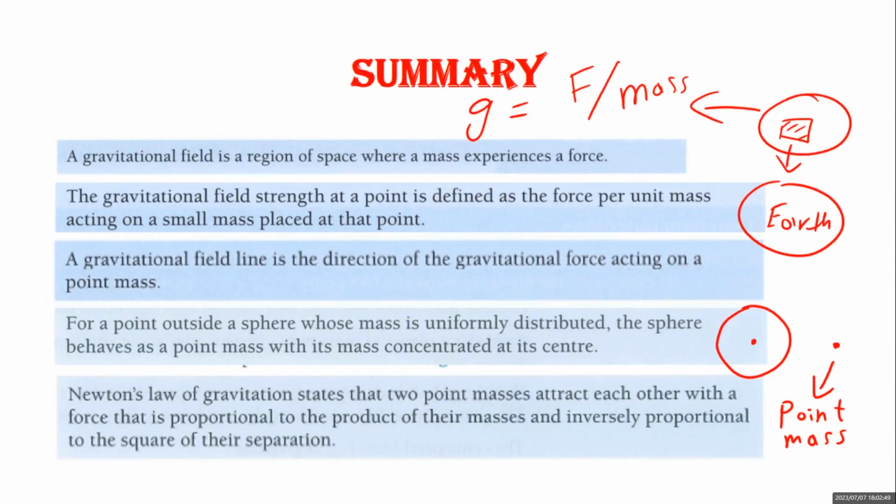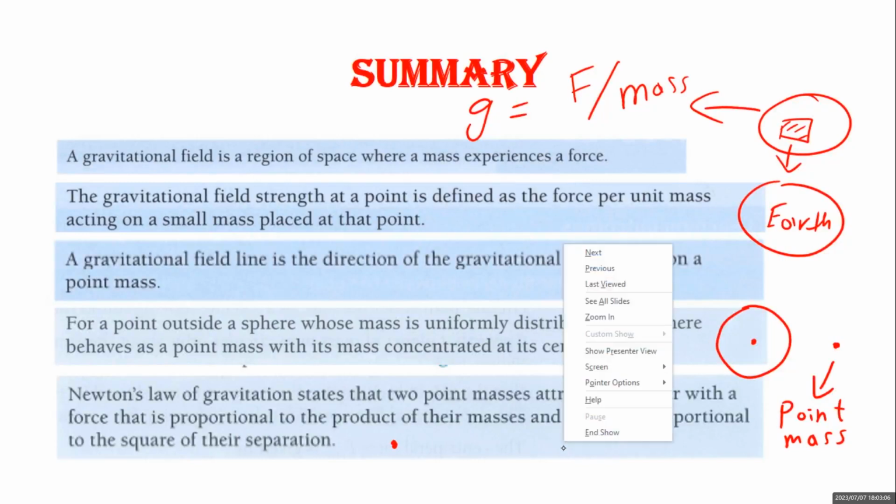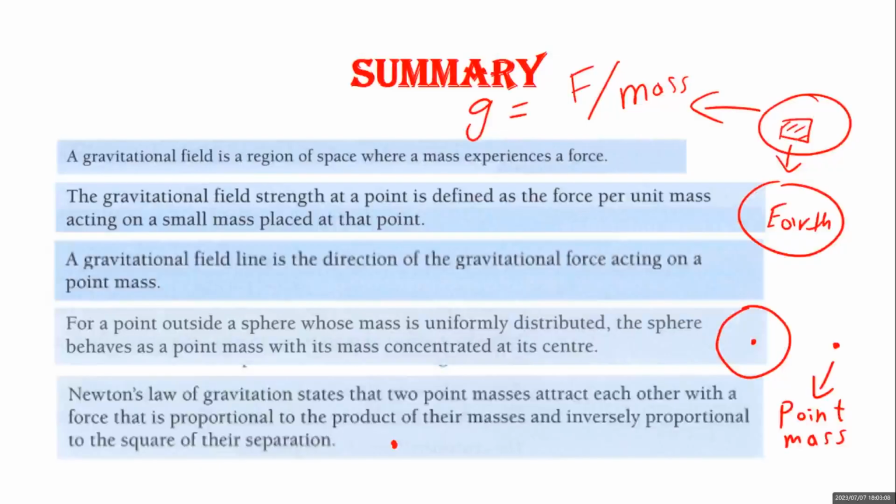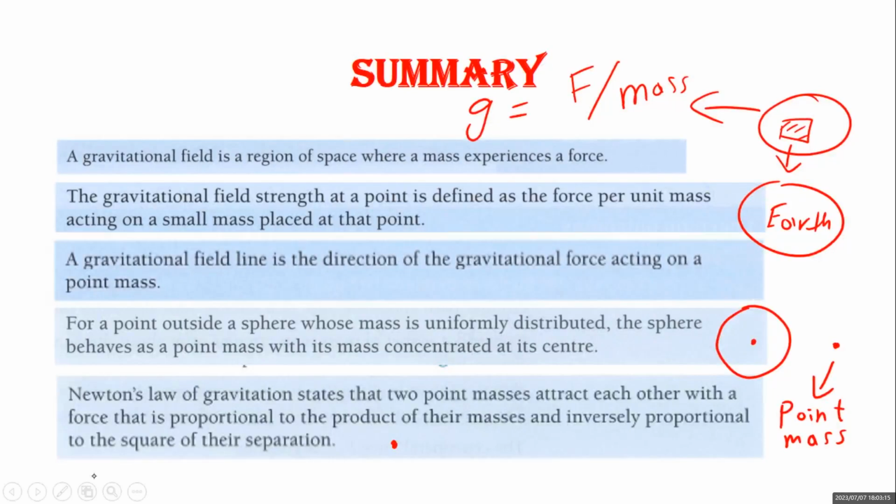Newton's law of gravitation states that two point masses attract each other with a force that is proportional to the product of their masses and inversely proportional to the square of the separation. So as we have discussed before, let us suppose we have two point masses. The point masses here are representing the mass of some sphere or the mass of some object.